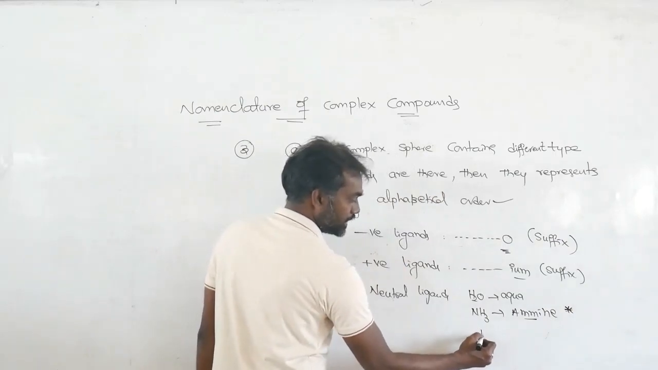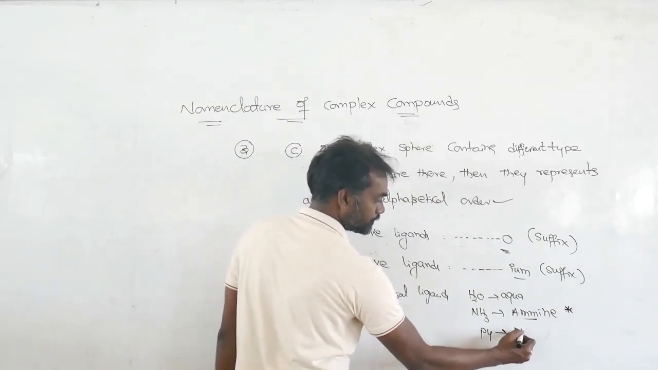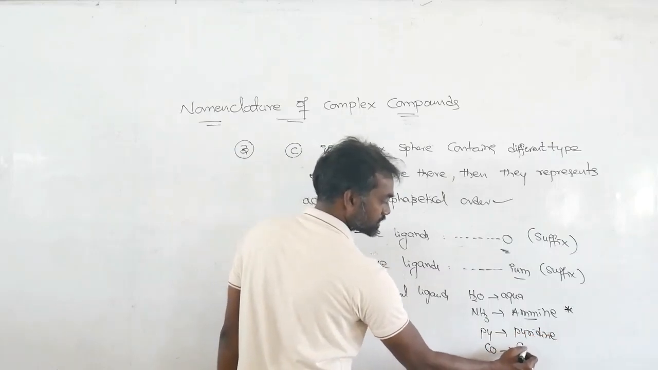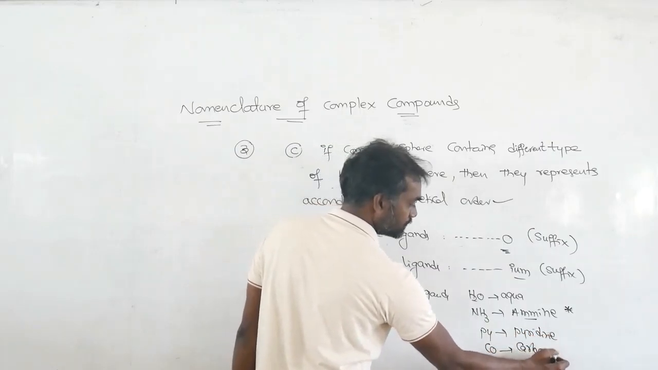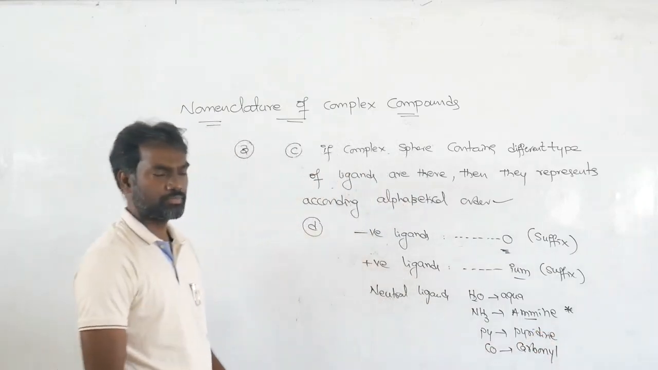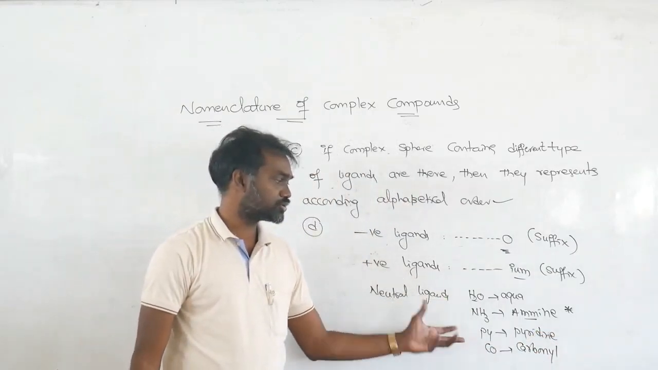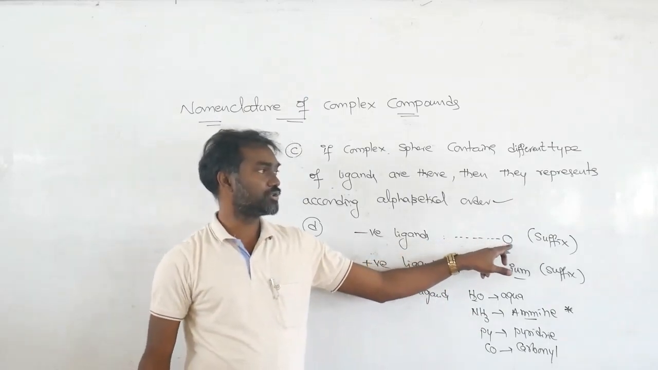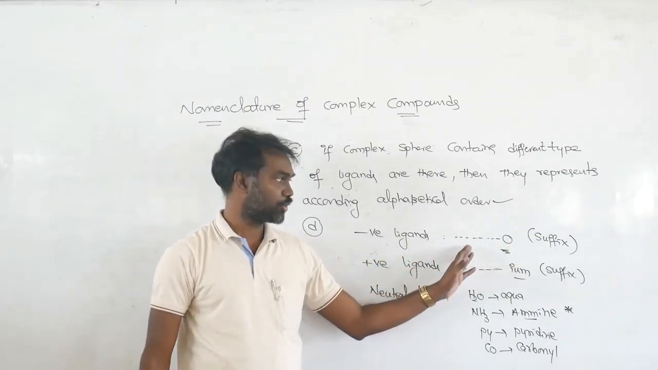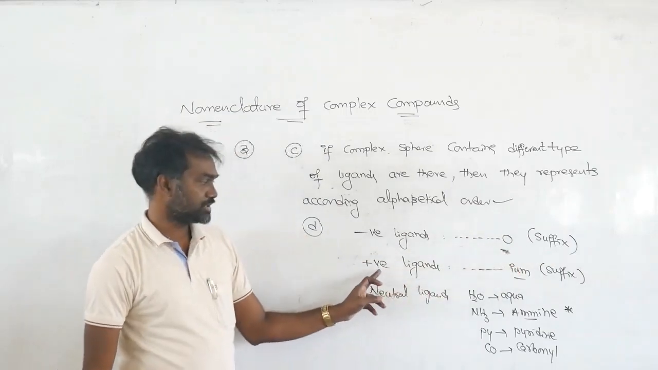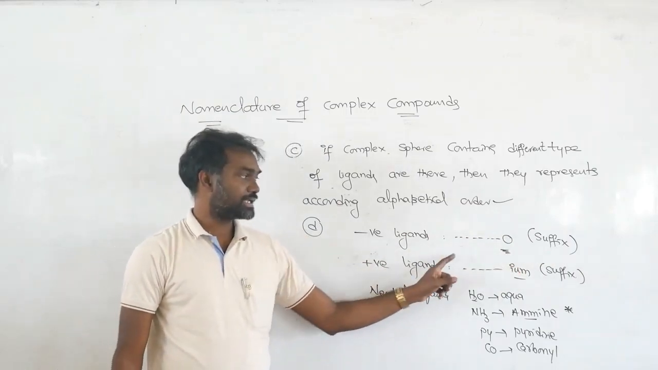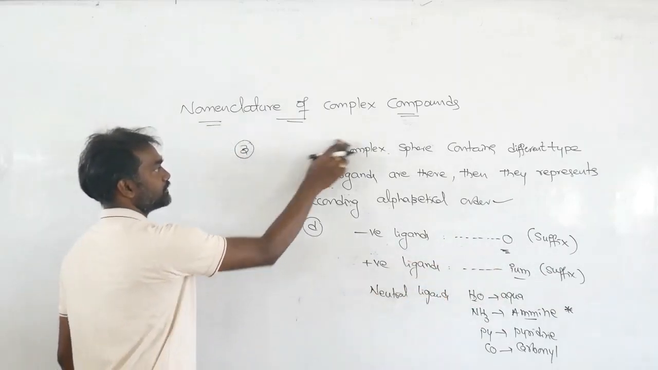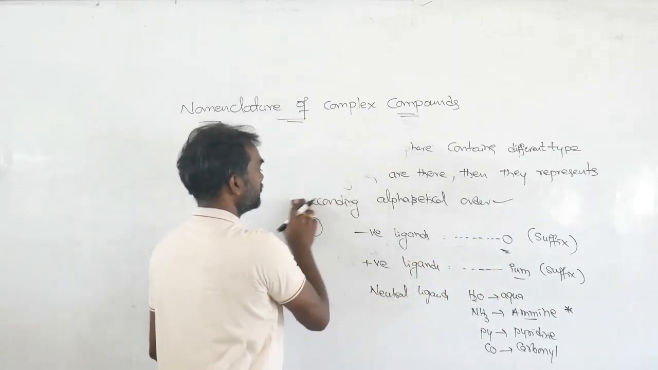Next, pyridine, py. CO, carbon monoxide, you write as carbonyl. Like that, only a small number of neutral ligands are there, so you can write like this. A negative ligand ends with O. Cl minus is chlorido. Suppose hydrogenium, positive charge. Suppose we see some examples, you can understand.